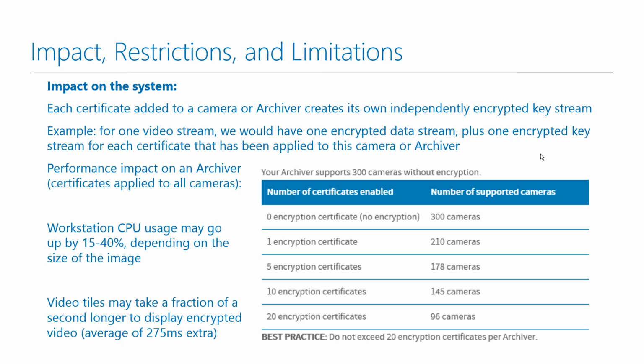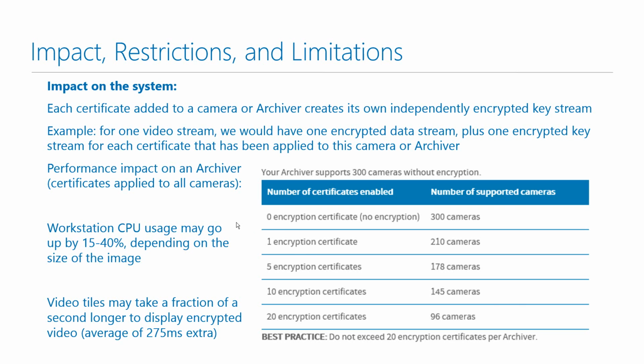So taking a look at the performance impact on the actual archiver, and the numbers that are generated here, bear in mind that this is for a certificate that's been applied to all cameras on the archiver. So immediately there's a 30% hit when you start using certificates, but it's not linear, so it does go down to 96 cameras. If you're using 20 certificates, we don't recommend going above that number of certificates per archiver.